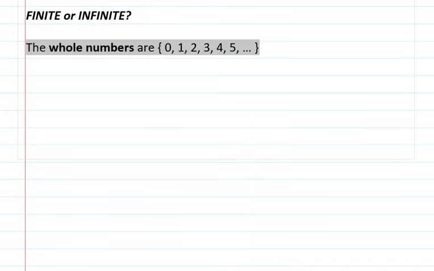In order to define them, we're going to have to know the term whole number. The whole numbers are the numbers 0, 1, 2, 3, 4, 5, and so on. Ironically, the whole numbers are an infinite set. It goes on forever, following the pattern of increasing by 1. And we're going to use the idea of the whole numbers to define finite.